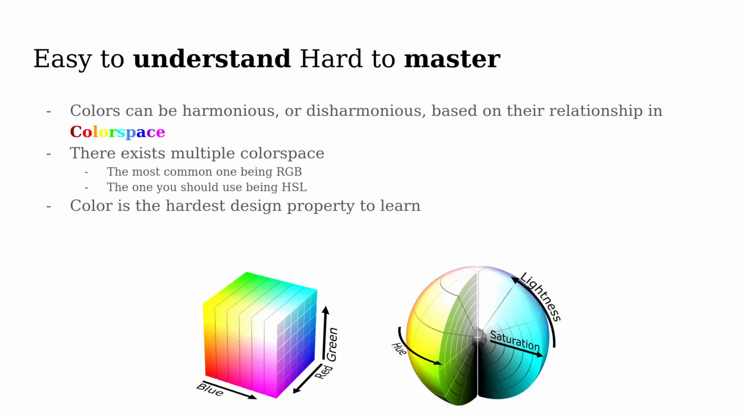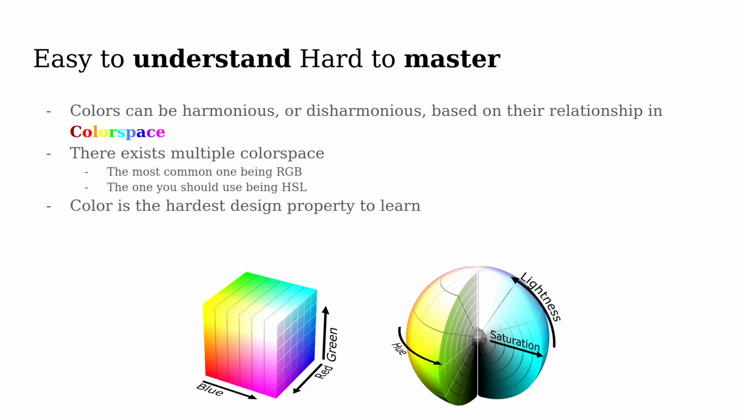So color is really easy to understand. We all have a sort of intuitive understanding of it, but it's really hard to master, right? Colors can be harmonious or disharmonious based on their relationship in what's called color space. Color space is a mathematical representation of color, and there are multiple color spaces. The most common one is RGB. That's the one we mostly know, right? It's red, green, blue, and you just mix the three and you get this cube of red, green, blue.